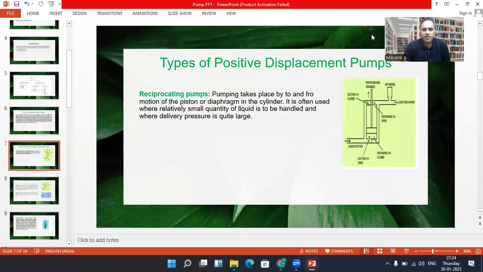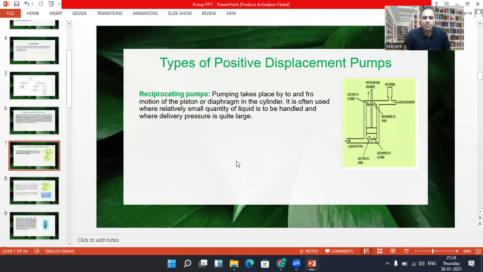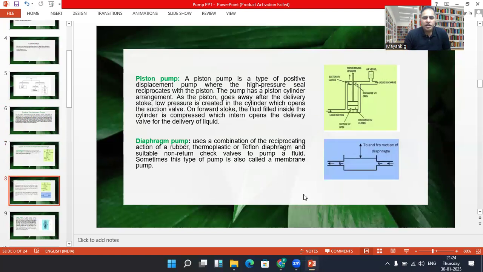So this is the first type of the positive displacement pumps. The first category is reciprocating pumps. In the reciprocating pumps, the pumping takes place by the to and fro motion of a piston or a diaphragm in the cylinder. It is usually used for pumping a small quantity of fluid, where the delivery pressure is quite high. These reciprocating pumps are again categorized into two types.